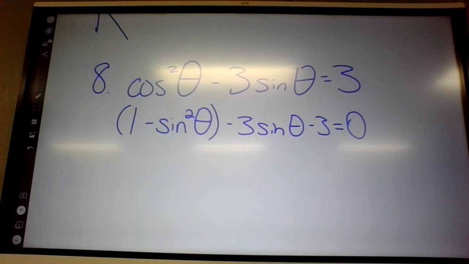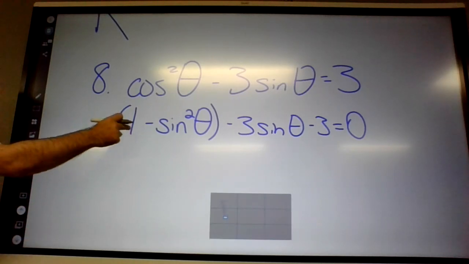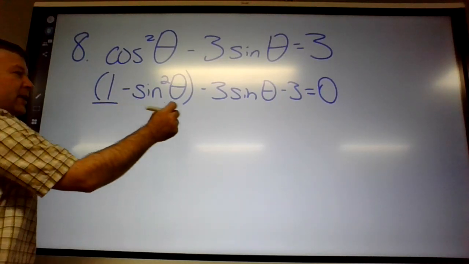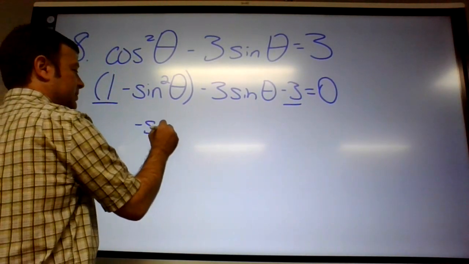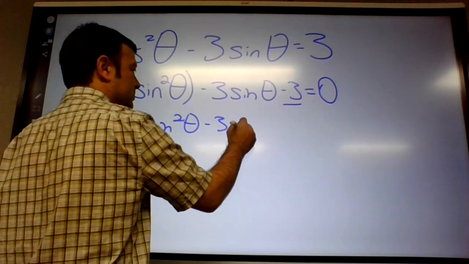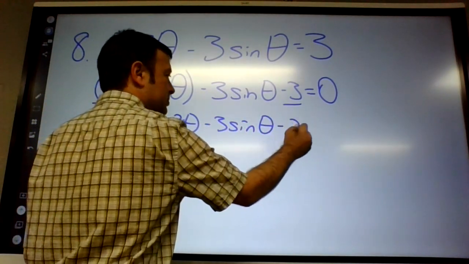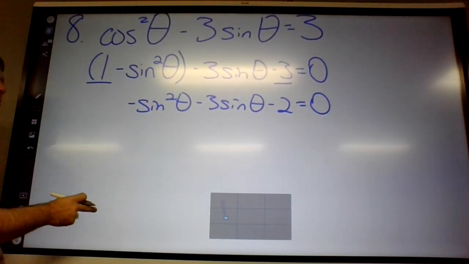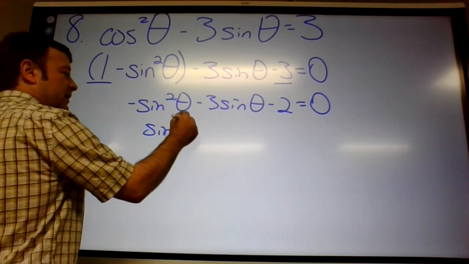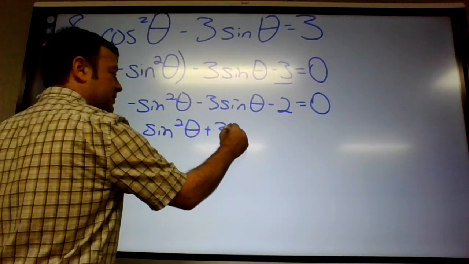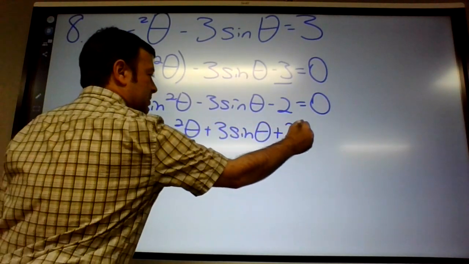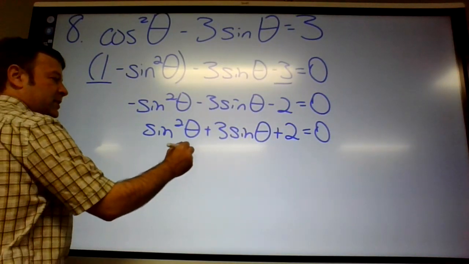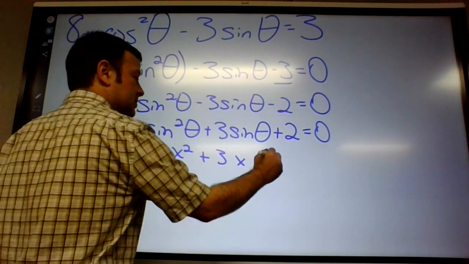This one's a little bit easier than 7 because we don't have to distribute anything out here. Okay, if I combine the 1 and the minus 3, it's minus 2. Then you know what I'm going to do? Multiply everything by -1. Factoring is a lot easier when the leading coefficient is positive. And I'm briefly going to change those into x's.